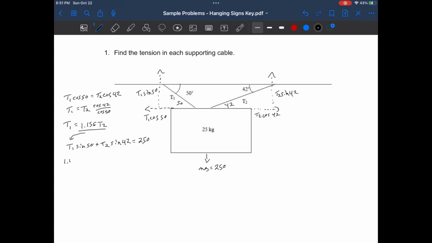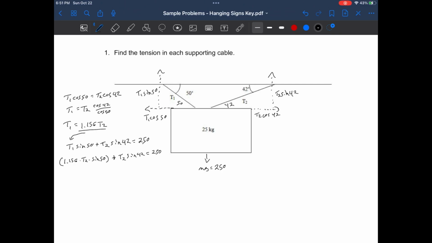Now I've solved for T1, so I can plug in what T1 actually is. So instead of T1, I'm going to put 1.156 times T2. That's still being multiplied by the sine of 50, because if you look at that formula, it's being multiplied by that. And then we're going to add T2 sine of 42 is equal to 250.